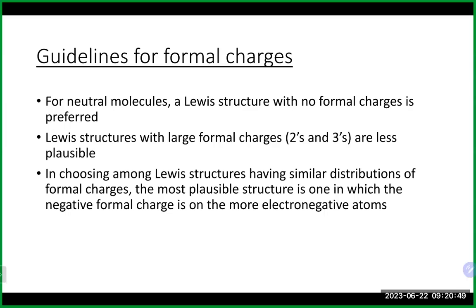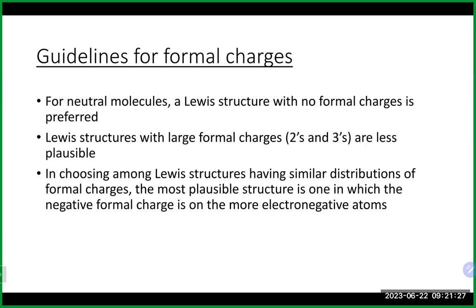For neutral molecules, a Lewis structure where you have no formal charge is preferred. So basically, if you can draw a Lewis structure where you zero out every element in terms of formal charge, that's the best situation, or try to zero out as many of the elements in a structure as you can. Usually if you draw Lewis structures where you end up with elements that have pretty large formal charges, like 2s and 3s or even higher, those are probably not the best structures, and you really shouldn't draw those types of structures.